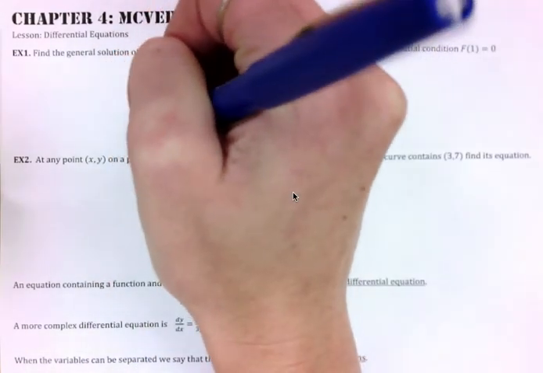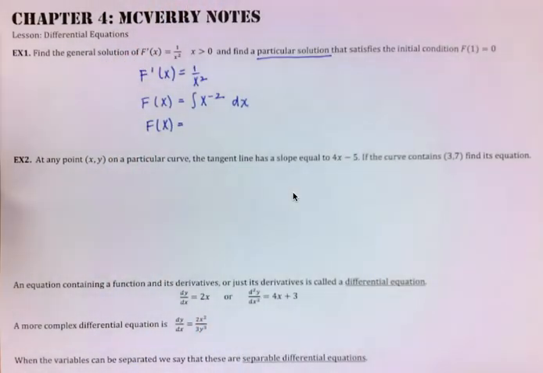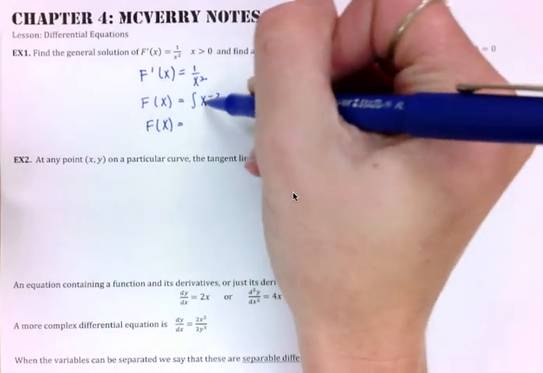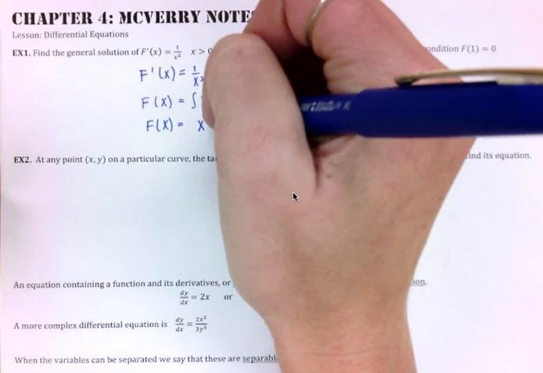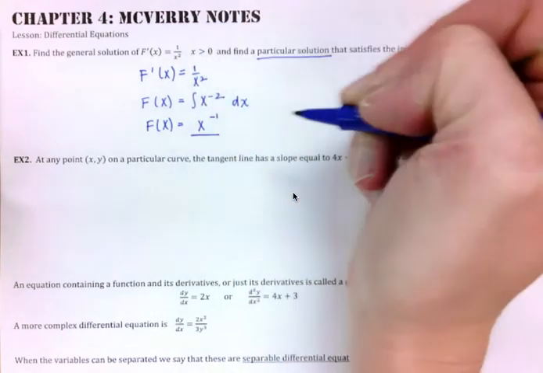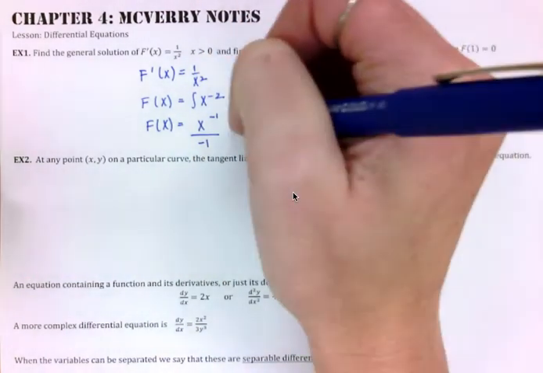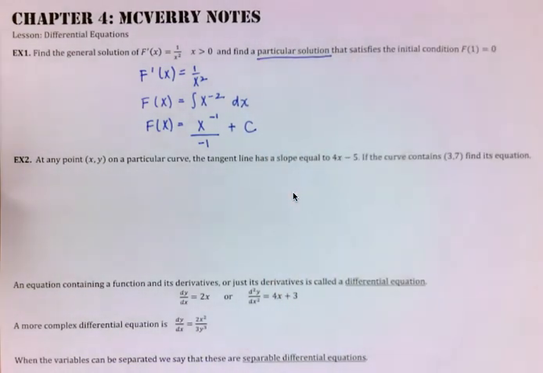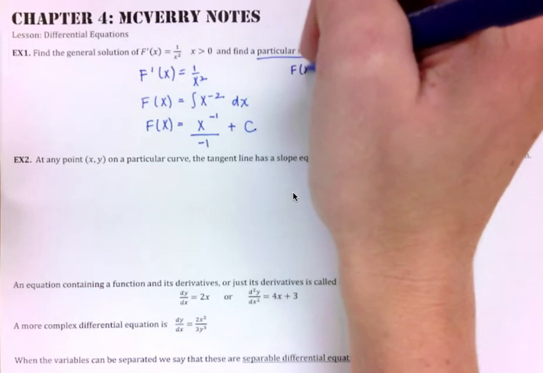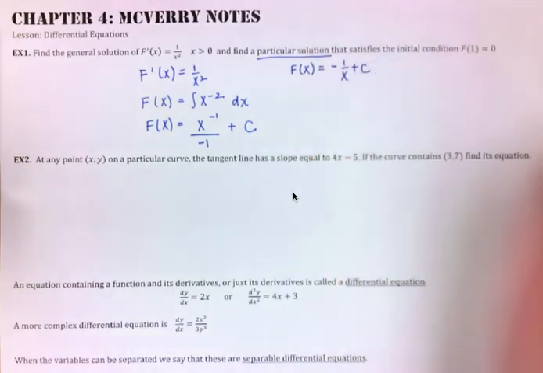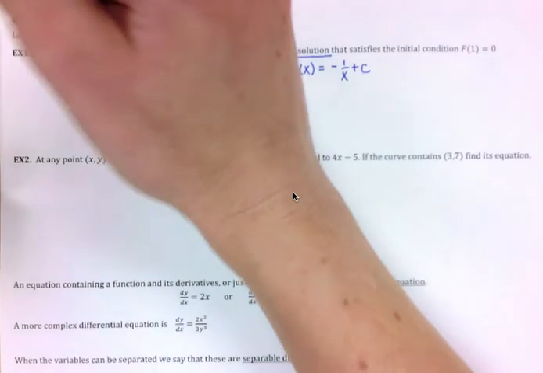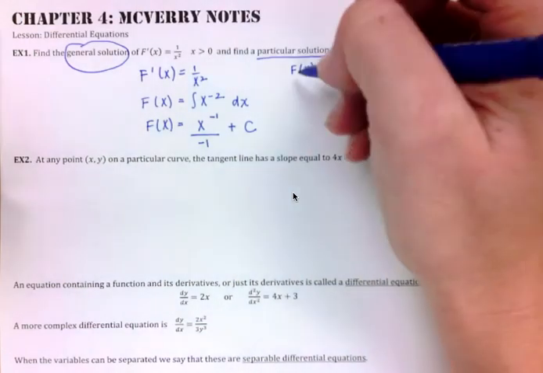So then F of x is equal to, we use our power rule, so we bump this up 1 and then divide by that number. That would be x to the negative 1, divided by that same number, plus our constant. So F of x is equal to negative 1 over x plus c, and that is our general solution.